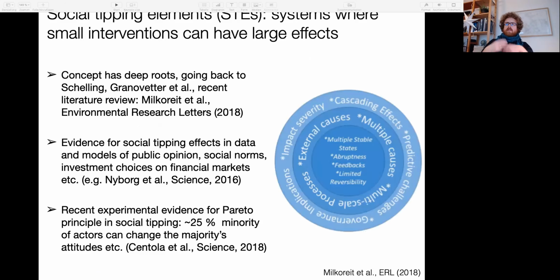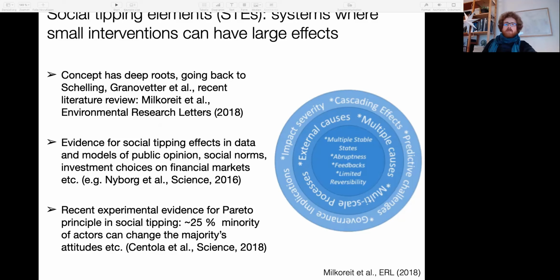Now, what are the commonalities of these processes? Social tipping dynamics are systems where small interventions can have large effects. That's quite generally the case. The concept has deep roots in social sciences, going back to Schelling and Granovetter and their famous models. And the recent literature review confirms that. There's evidence for social tipping effects in data and models in history, as I said, in systems like public opinion, social norms, like in the talk that we've just seen, investment choices on financial markets, behavior, and so on.